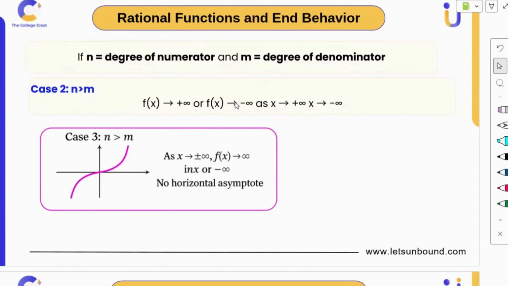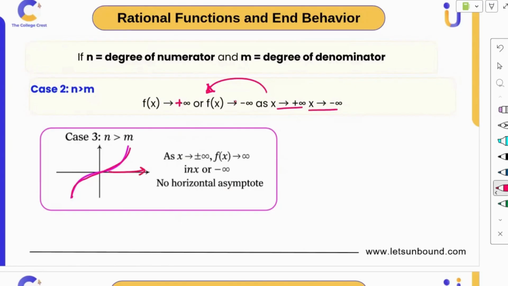Now, what if n is greater than m? No horizontal asymptote. Okay, so we will say there is an oblique or slant asymptote. And yes, here, as x tends to infinity, x tends to minus infinity, what happened to f of x? This will also approach infinity, but we are not sure. It depends on the problem whether it will approach plus infinity or minus infinity. Okay, but it won't approach any particular number. Right. So this is the case.